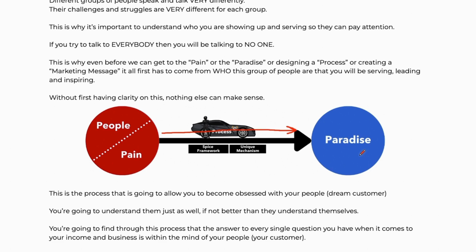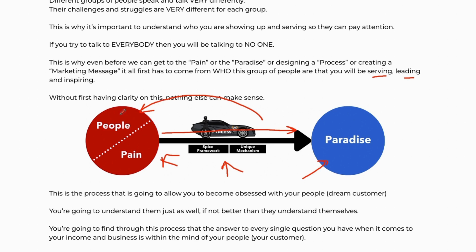You can't do any of that unless you first identify who is the group that is in that pain, who is the group that is looking for that paradise, and then what is going to be the process for that specific who, so that way you know who it is that you are going to be serving, leading, inspiring, and guiding. And you can only do that once we actually have clarity on that, okay?